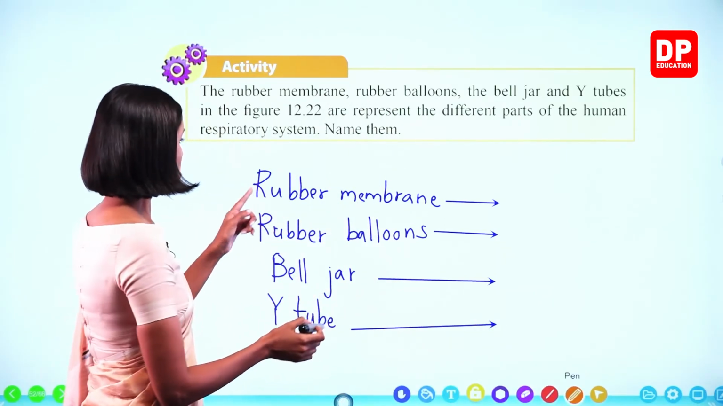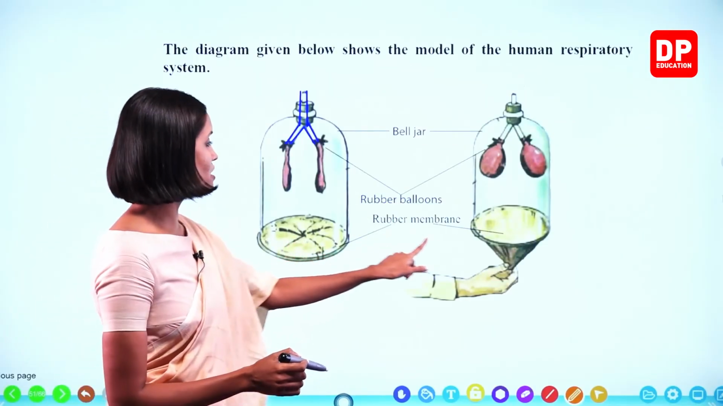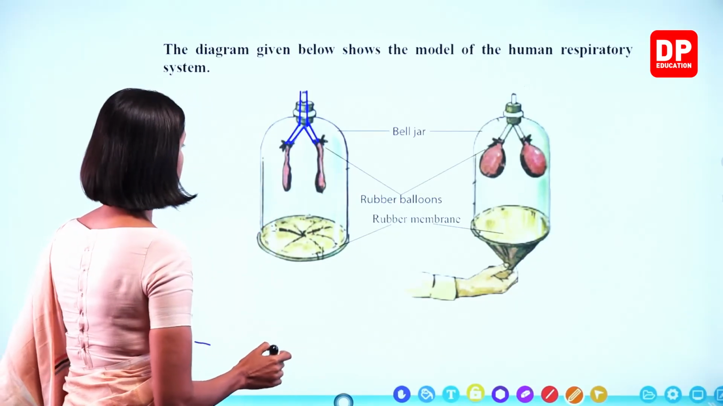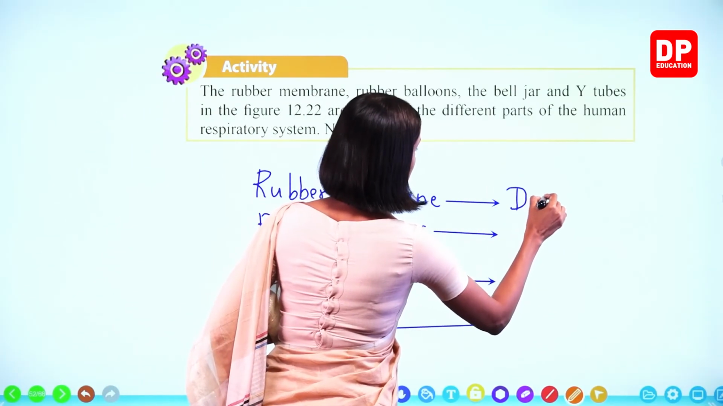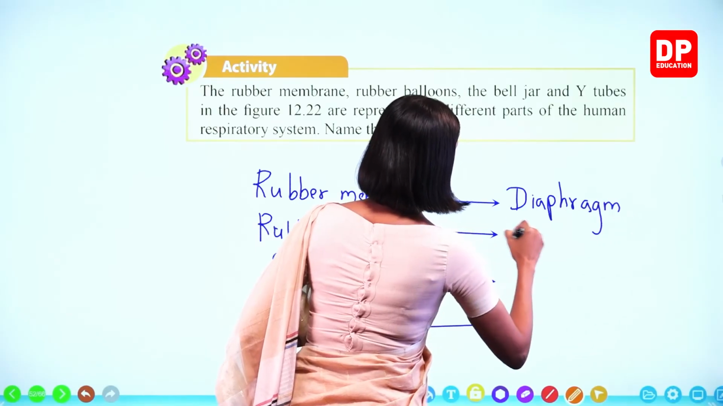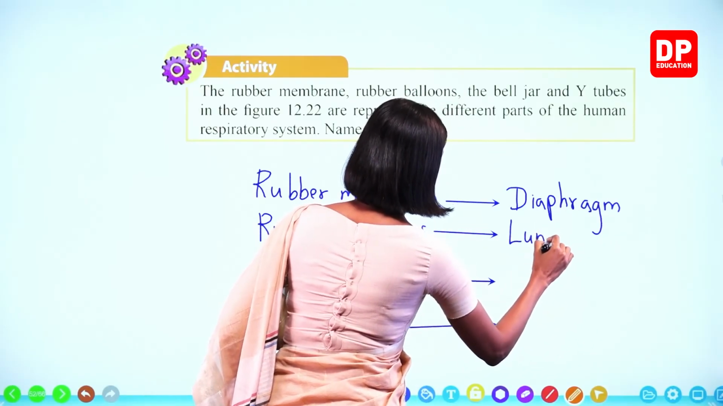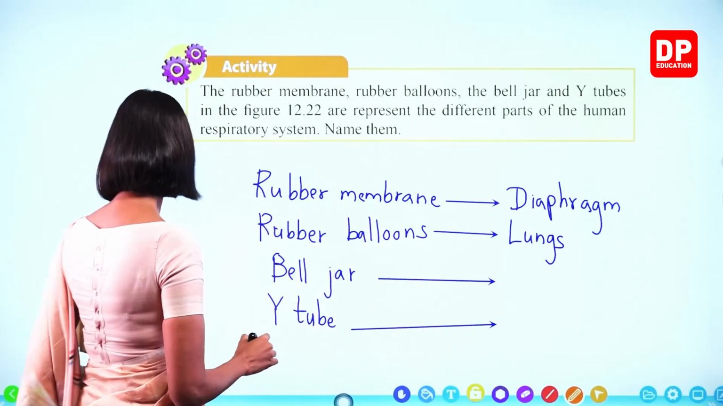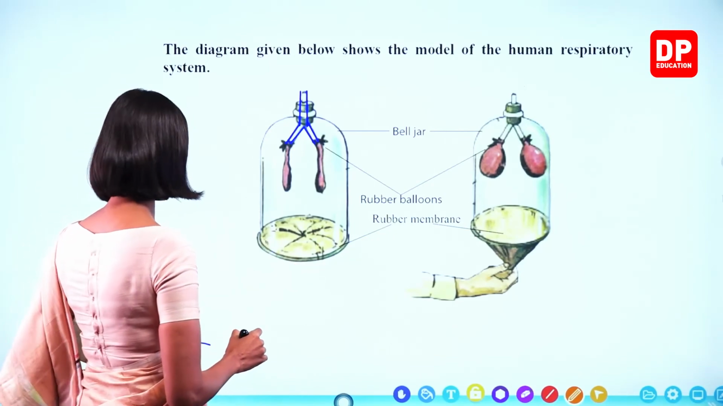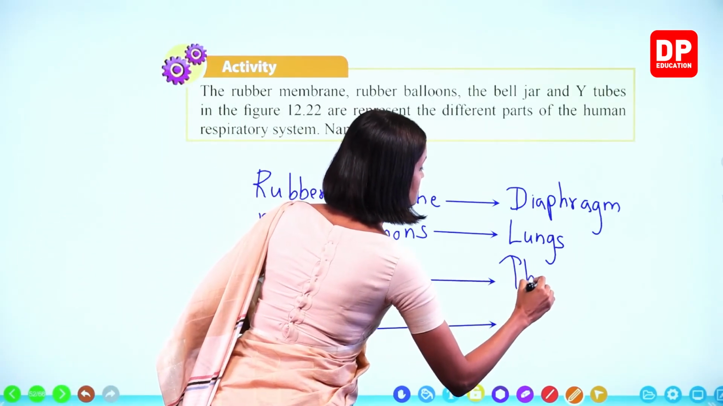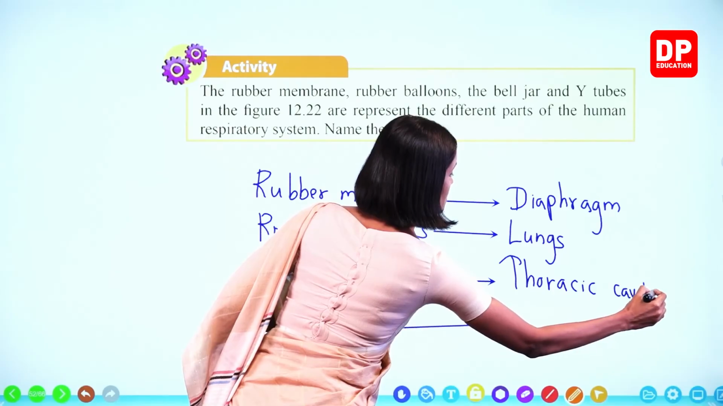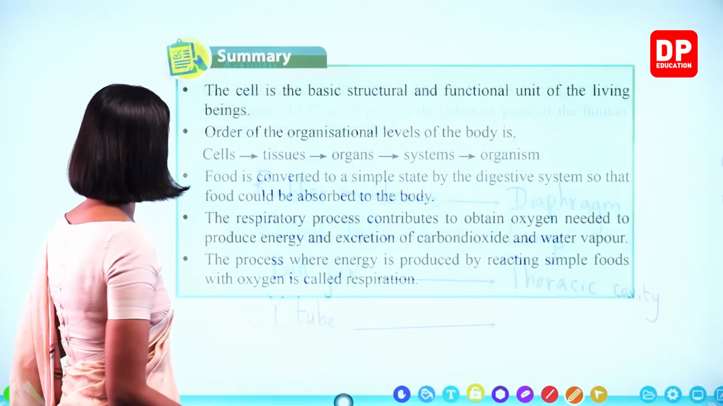Right, children? So this is the rubber membrane. I told you all it is similar to the diaphragm. Rubber balloons, lungs. What about the bell jar? Here the bell jar is similar to the thoracic cavity, right? Or the thorax. Thoracic cavity.